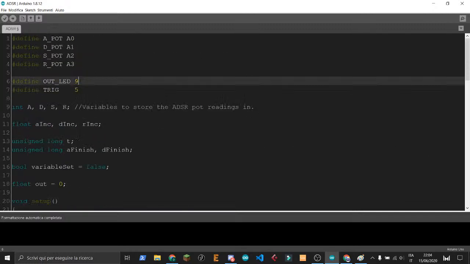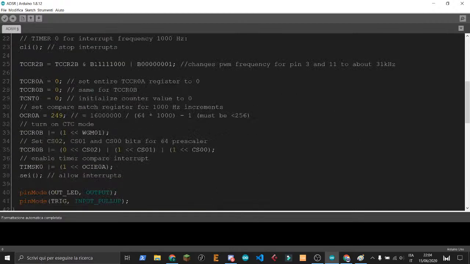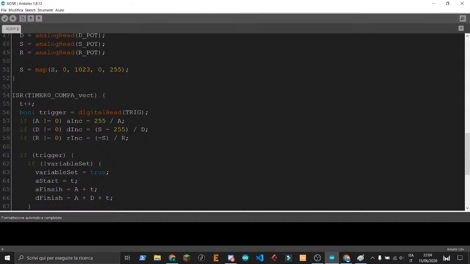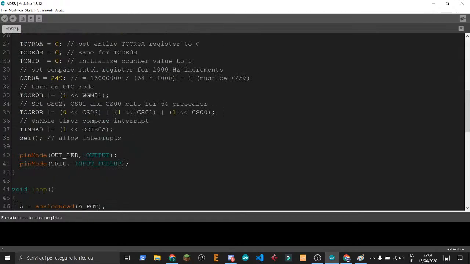So, and now our LED should be 3 or 11, it's equivalent. And I think we're done actually. This is untested code.